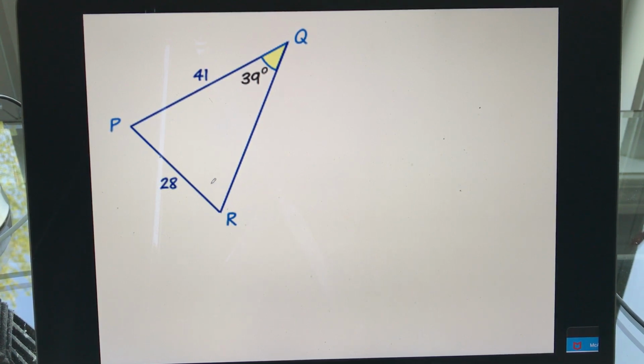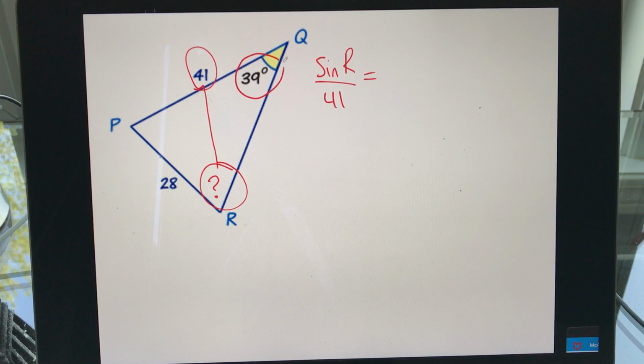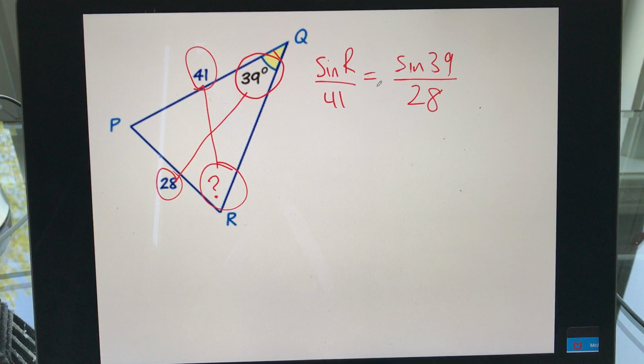Suppose I want to figure out what angle R is. Well, R is the unknown, so I'm going to write that on top. So I'm going to say sine of R, which is my angle here, divided by the opposite side, 41, has to equal my known angle here, sine of 39, divided by the side opposite that, which is 28. So here's my equation, and I have one unknown. Remember, sine 39 is a number, obviously 28 and 41 are numbers. My only unknown up here is sine R, so I can solve this.